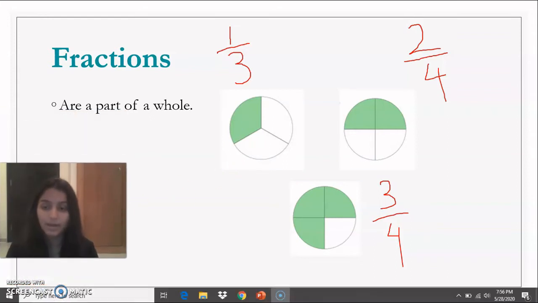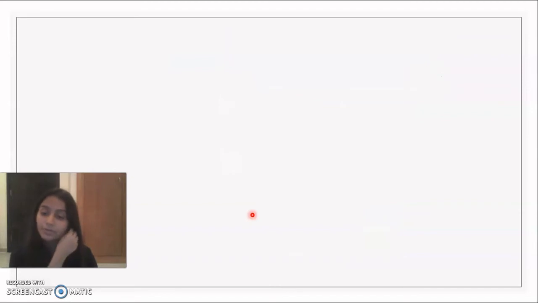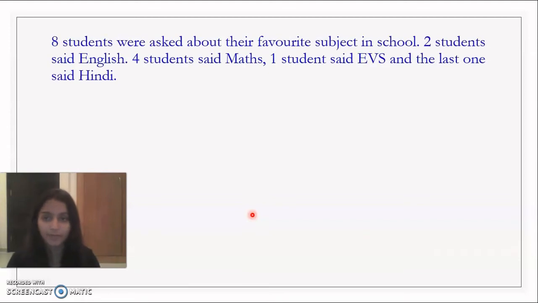Okay, so once you have this covered, we're going to talk about pie charts again, right? Now, based on what we've been doing so far, we need to have data to even start thinking about drawing a graph. So let's look at this data over here.